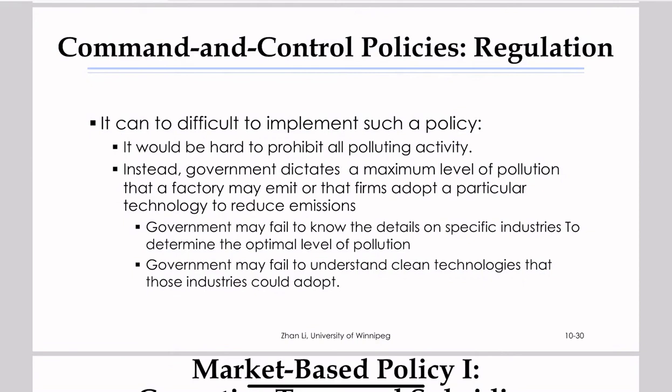Obviously the government can impose an upper bound, a maximum level of pollution. Now, this seems like a quite easy to implement policy. But if you think about the details, it actually becomes quite complicated.